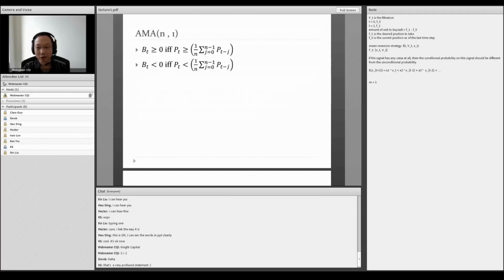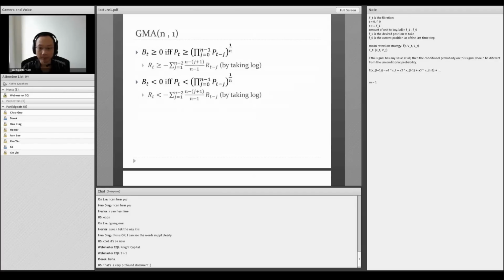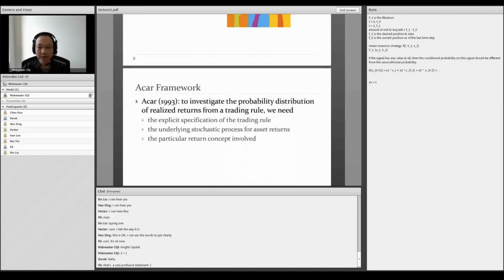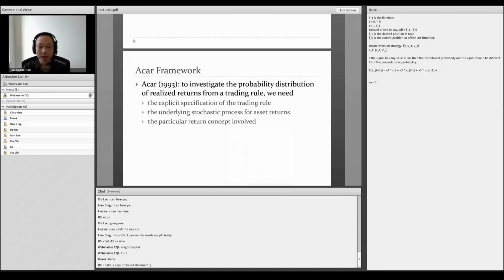When the return is greater than the weighted sum of the past returns, we buy. Otherwise, we sell. So we have satisfied requirement number one. We have an explicit specification of the trading rules from our modeling step. So we have that already. Now we need two more things.